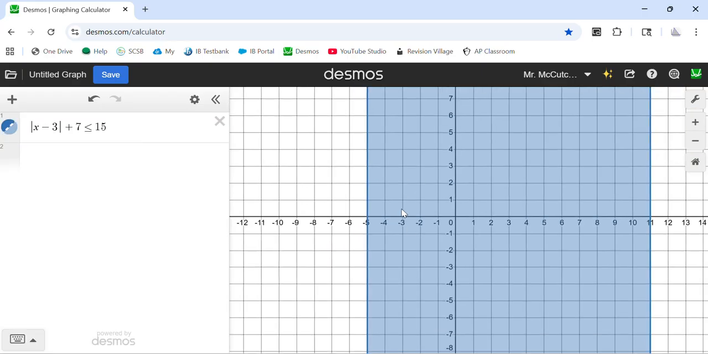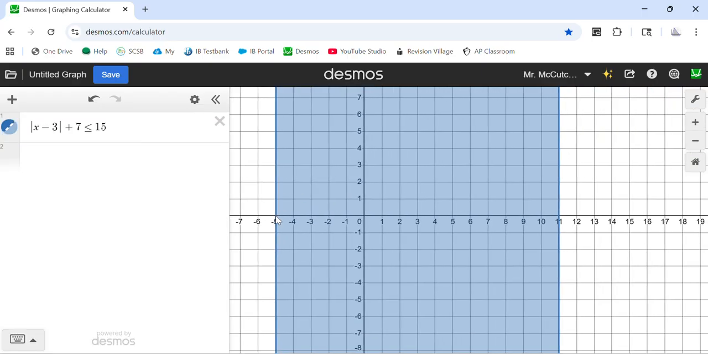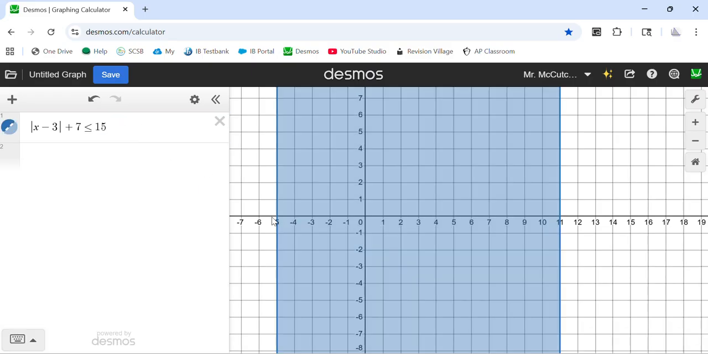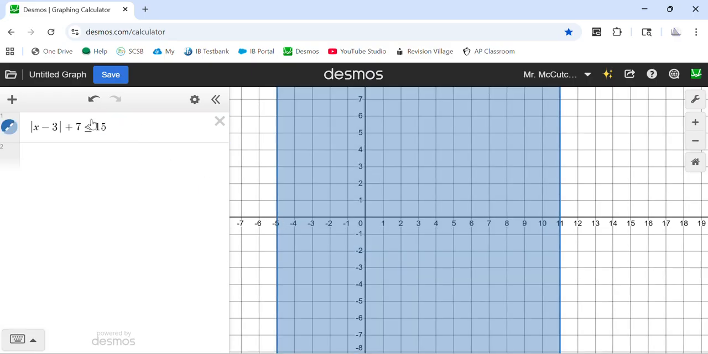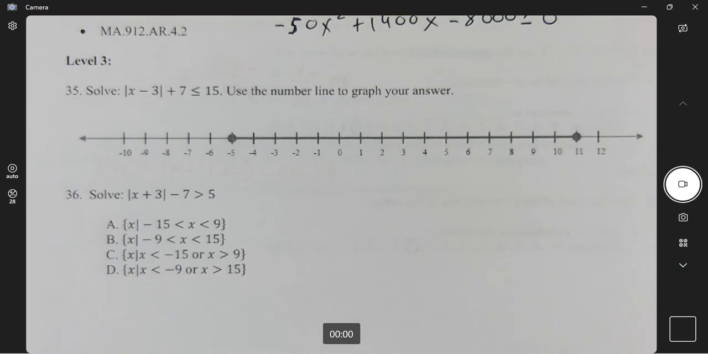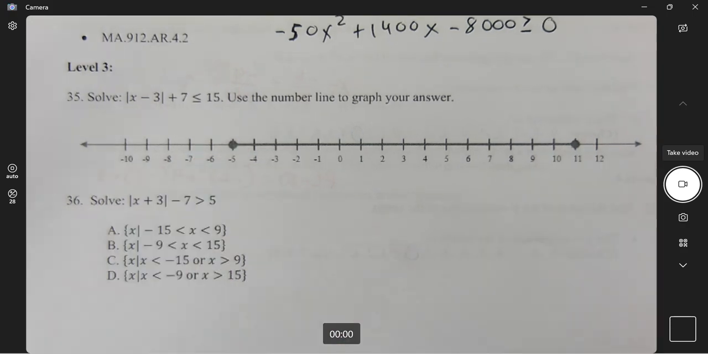And what you can see, I'm going to zoom out a little bit, is that your answers go from negative 5 to positive 11. And because it has an equal to bar, that would be a colored dot. So only the x-axis would be shaded from negative 5 to positive 11. The answer's already there.